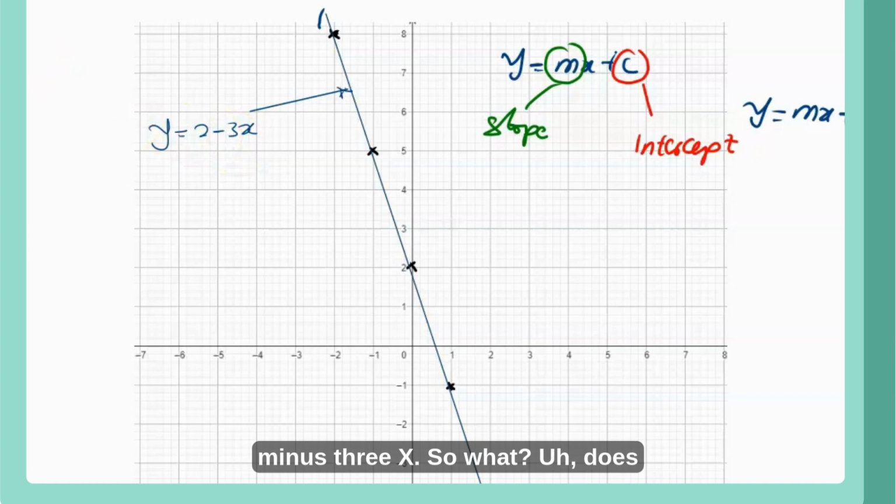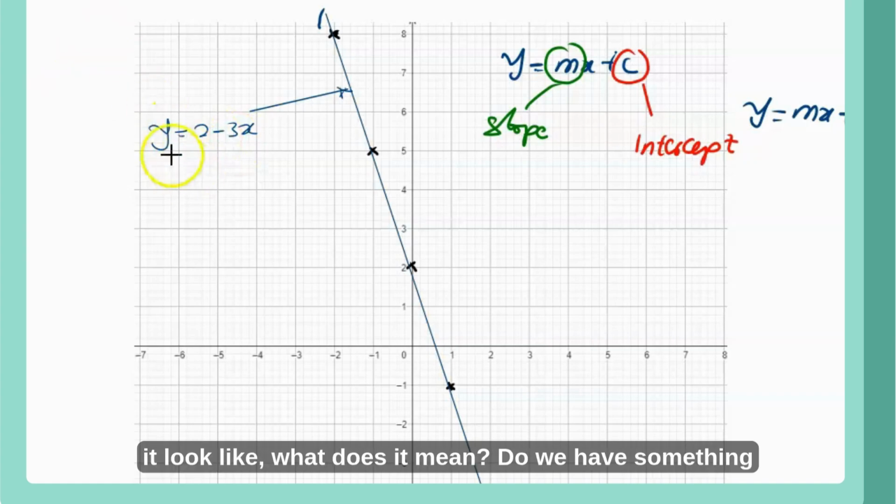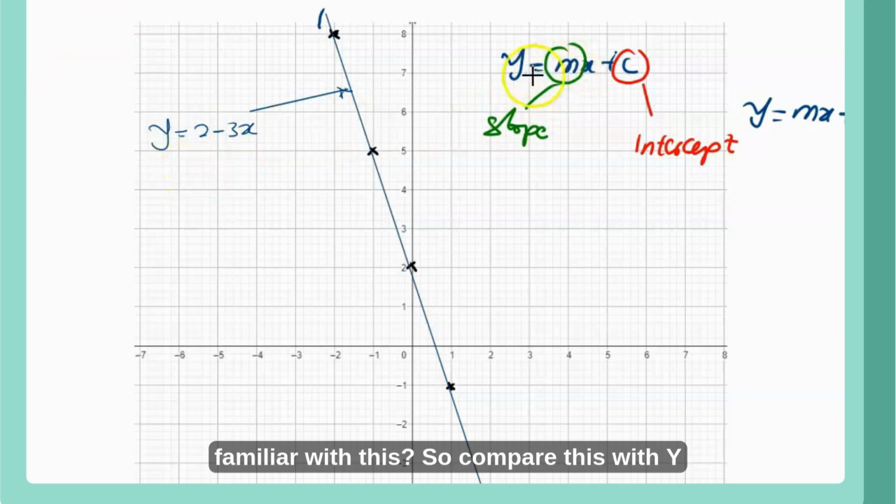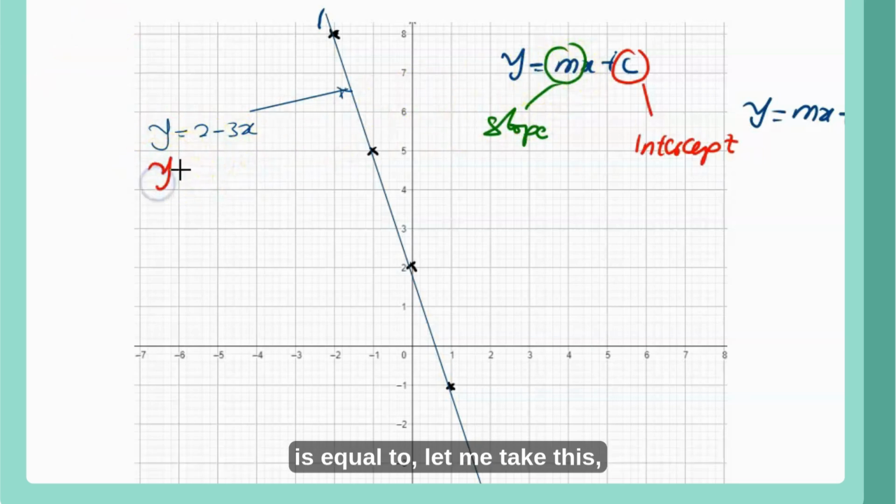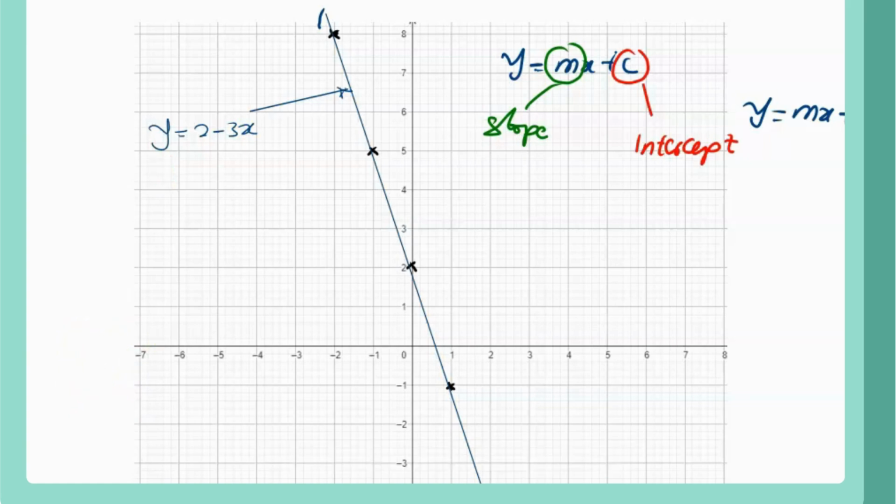So what does it look like? What does it mean? Do we have something familiar with this? So if we compare this with y equals, okay, let me take this other pen. Let me use this one. So if you have this, you have y.